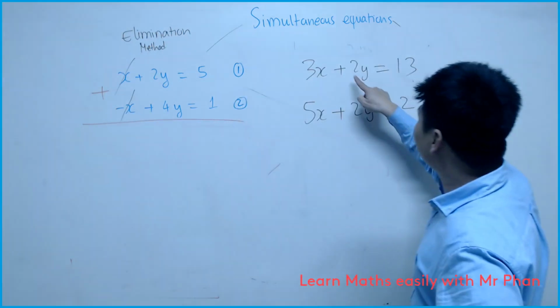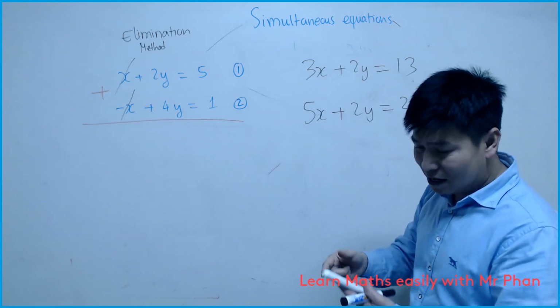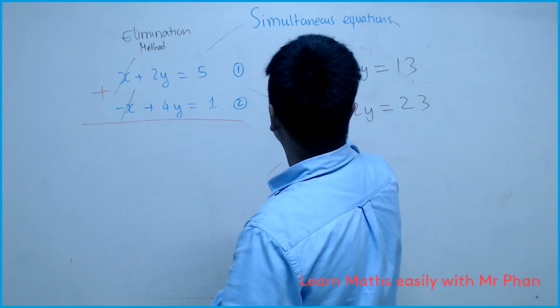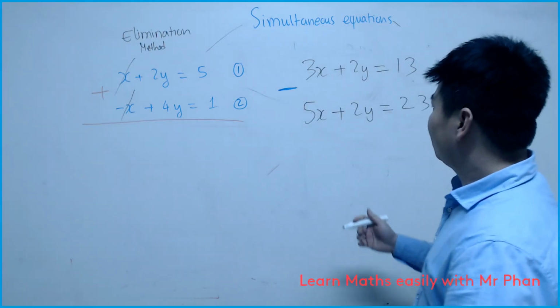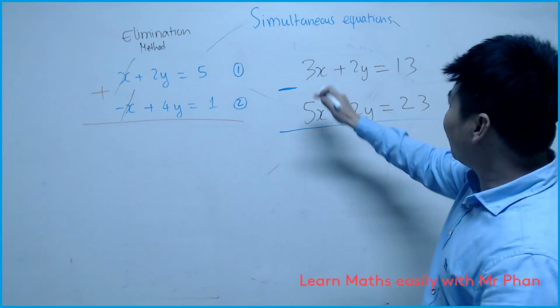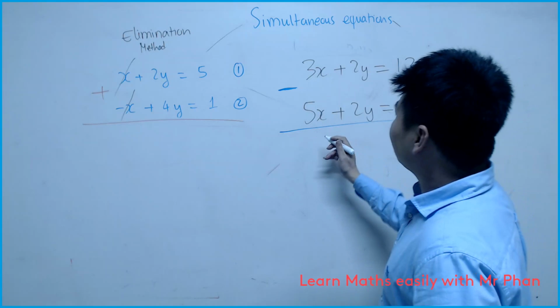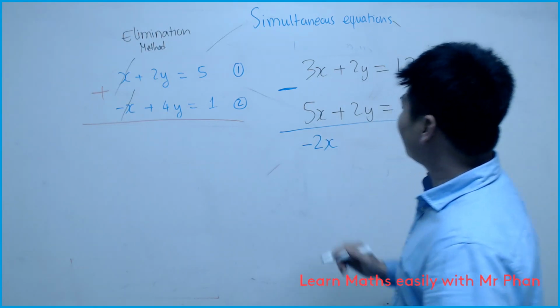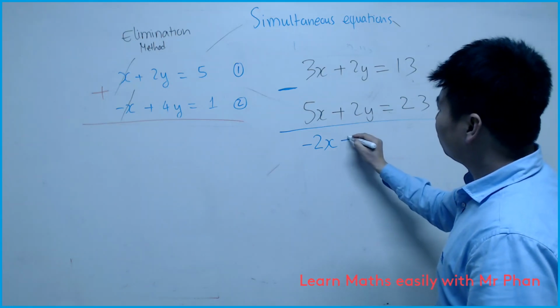If I add, it doesn't work, because 2y plus 2y becomes 4y. So in this case, I'm going to do the minus here. It depends: sometimes you plus, sometimes you minus. If I do that, this will cancel out. So 3x minus 5x gives me negative 2x, and 2y minus 2y gives me 0.